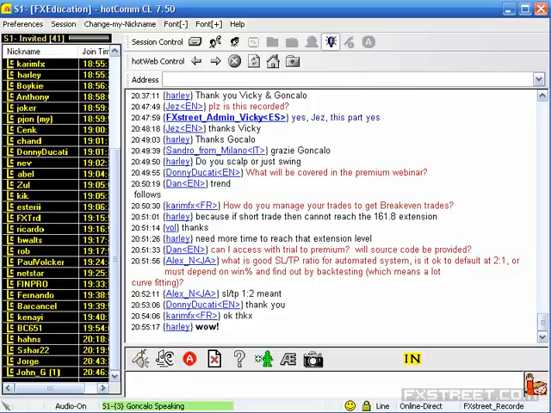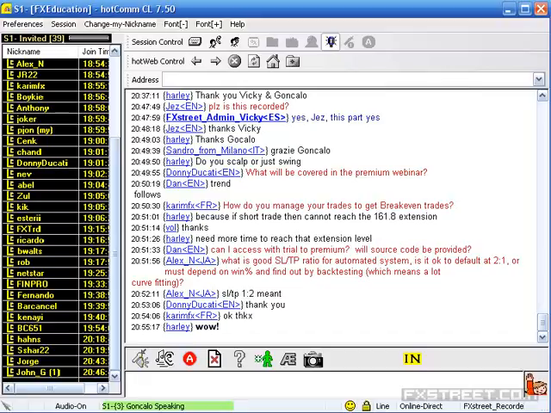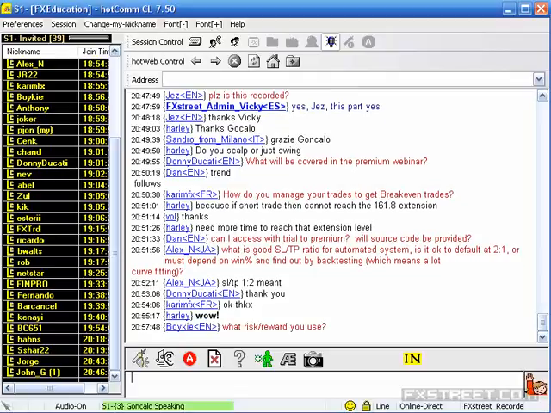Alex asks, what is a good stop loss take profit ratio for an automated system? Is it okay to default at 2 to 1, or must it depend on win percentage and be found by backtesting, which means a lot of curve fitting? It's an interesting question, because in the evolution of a trader, at this stage where we have designed a mechanical approach, the natural way would be for a trader now to become more discretional and do what we are going to do in the second part, or try to become automated. Or there is a combination of the two. That is where I personally see most of the profitable traders.